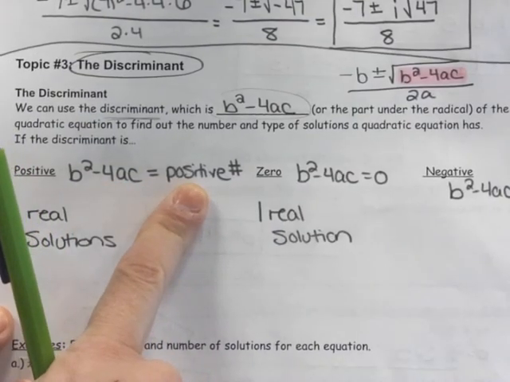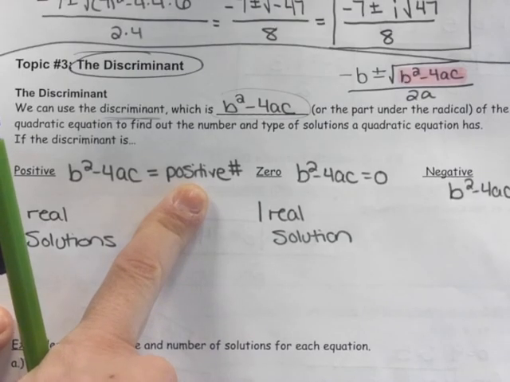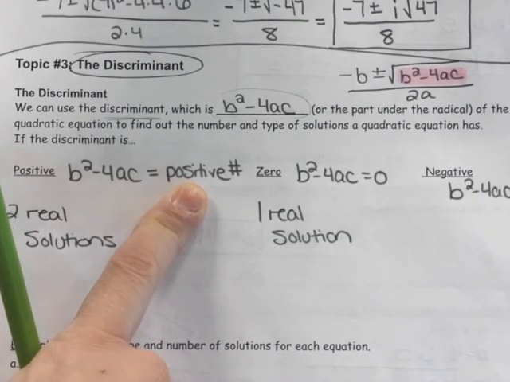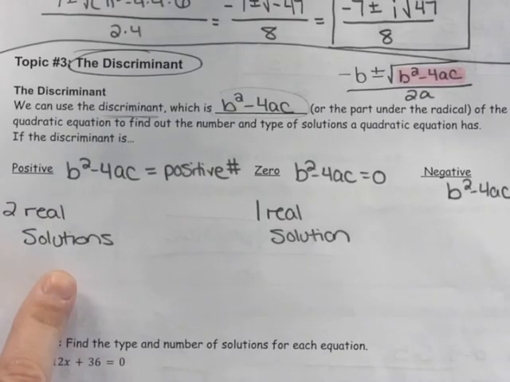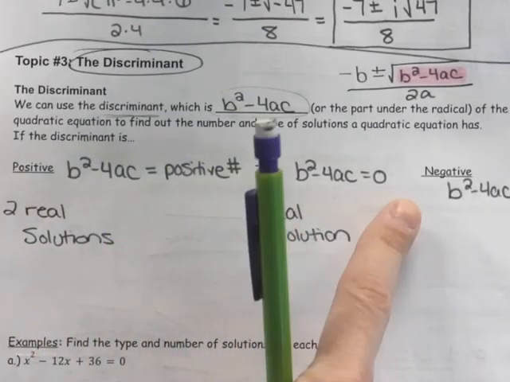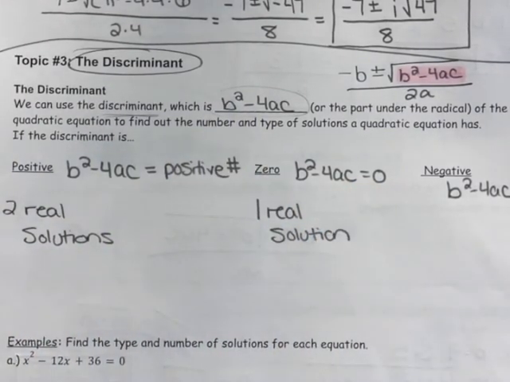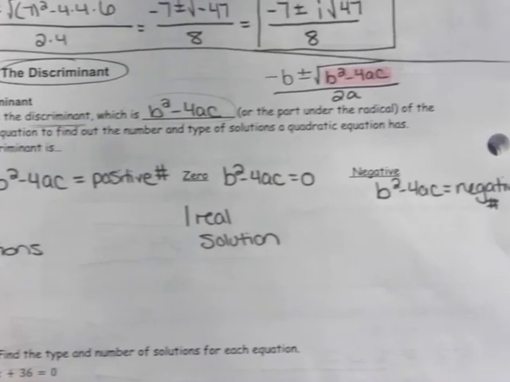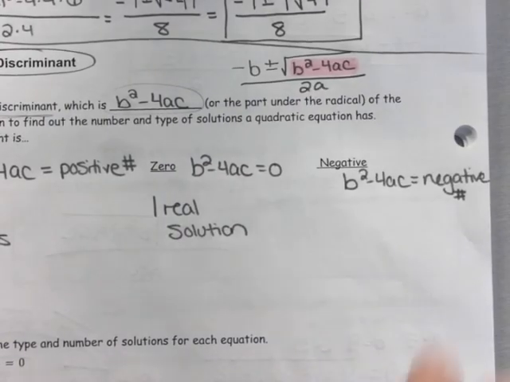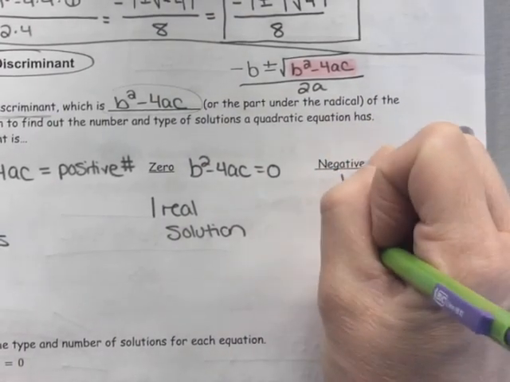If b squared minus 4ac is positive, if it's equal to a positive number, like 10 or 1/3 or anything positive, we're going to get 2 real solutions. If it's equal to 0, do you see how that would be a plus or minus 0? We're only going to get 1 solution, because does adding or subtracting 0 do anything? No. So we get 1 solution. And if it's negative, like the problems we saw yesterday, this is when we have 2 imaginary solutions.